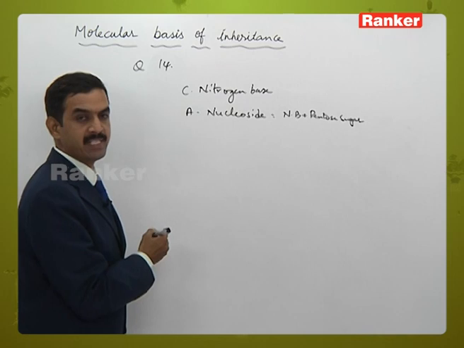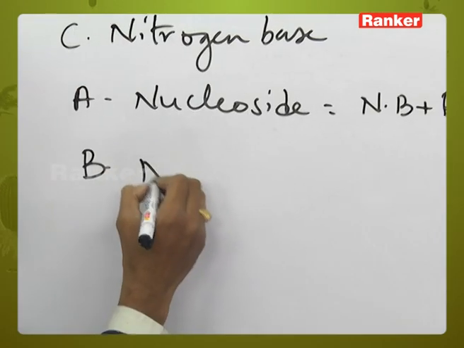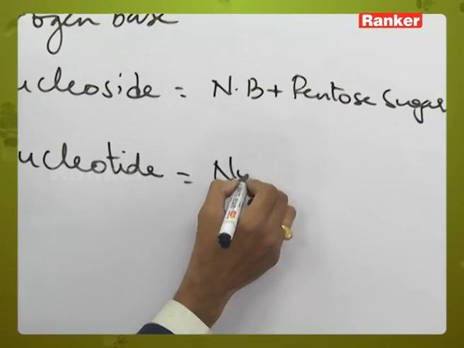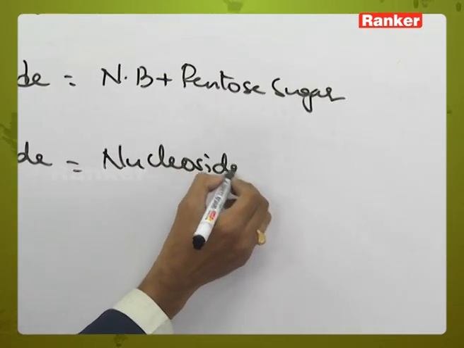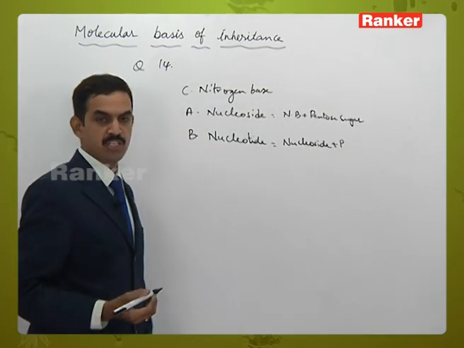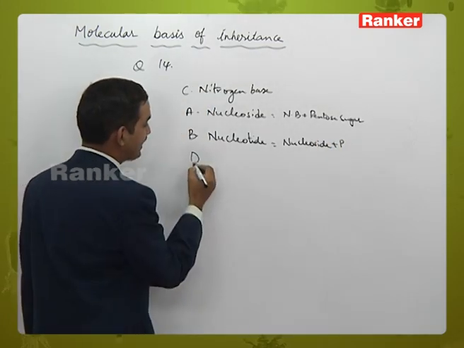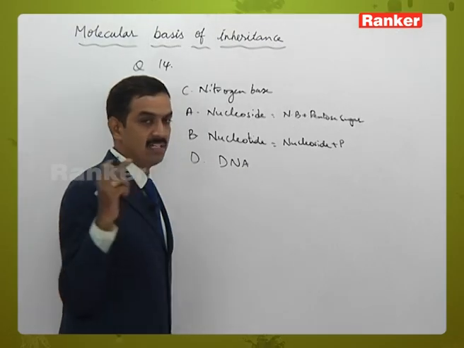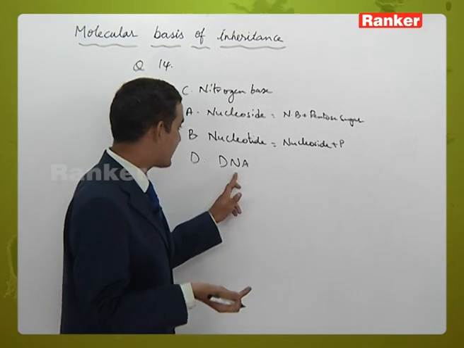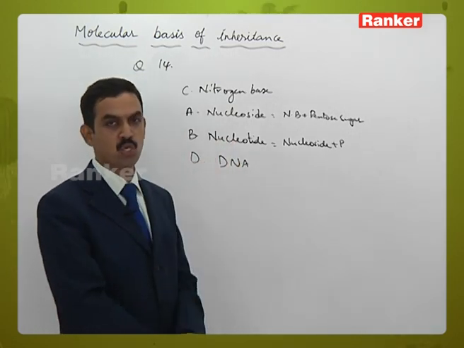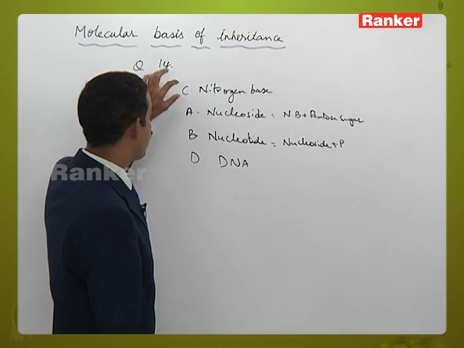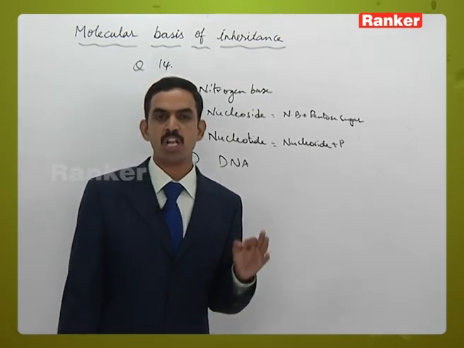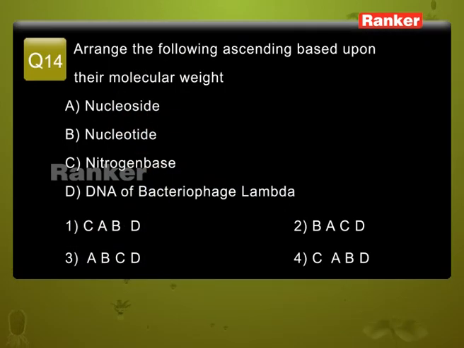Then next one will be the nucleotide. That means nucleoside plus phosphate molecule. And the last one will be the DNA of bacteriophage, because DNA is a polynucleotide strand. That means each DNA contains such many types of nucleotides in it. So the correct order is C, A, B, D. That is the ascending order based upon the molecular weights. So question number 14, the correct answer is 1.